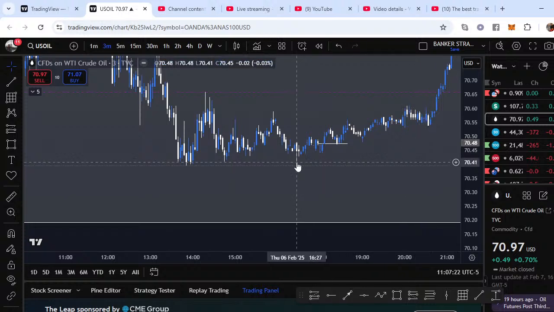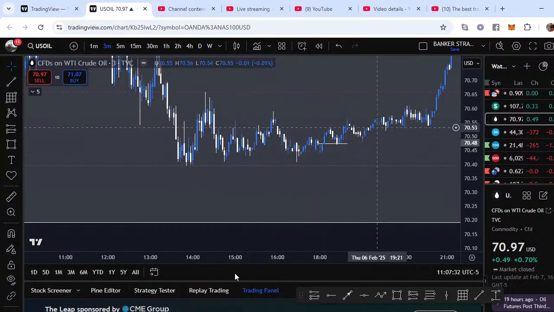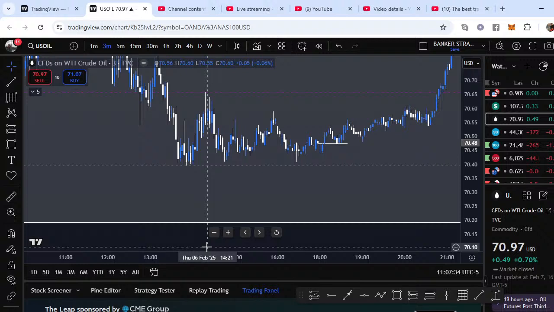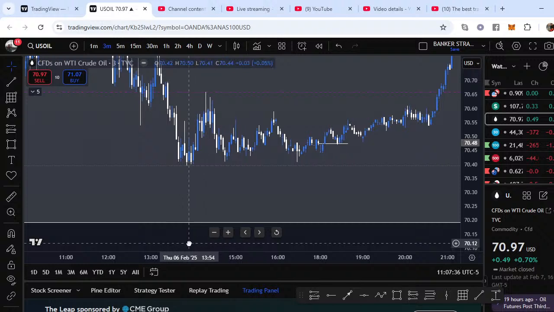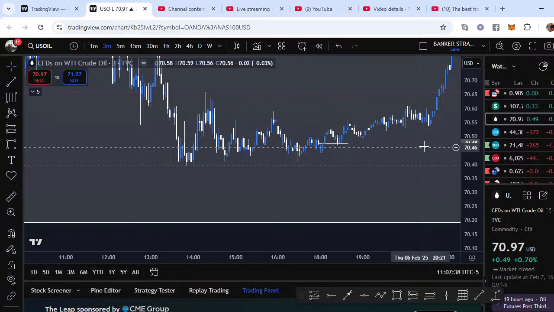Stop loss is going to be behind this low, since this was the low that took out the previous lows. And it goes up now. Let's see.